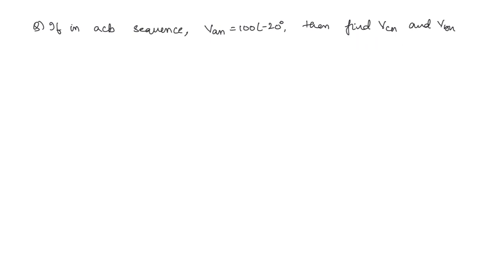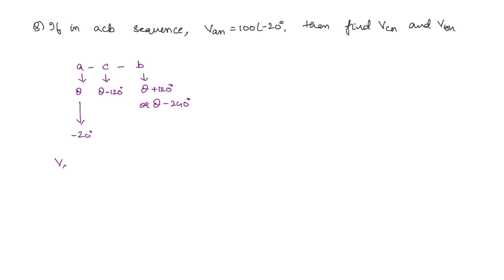So what did we learn? If the sequence is given as ACB, then if this is some theta angle, then this is going to be theta minus 120 degrees, and this you can write as theta plus 120 degrees or theta minus 240 degrees. Now in the given question you have theta is minus 20 degrees.